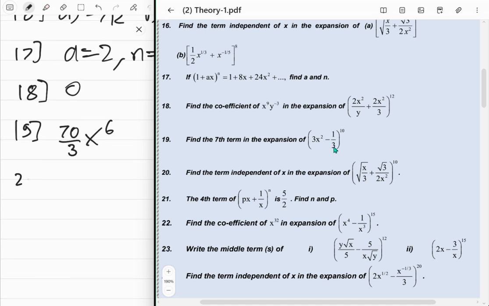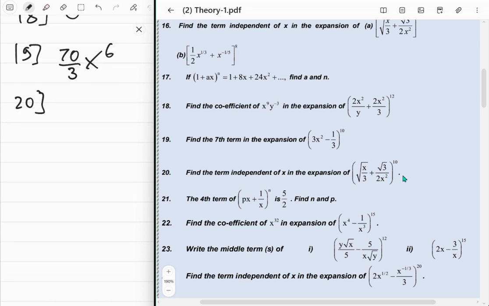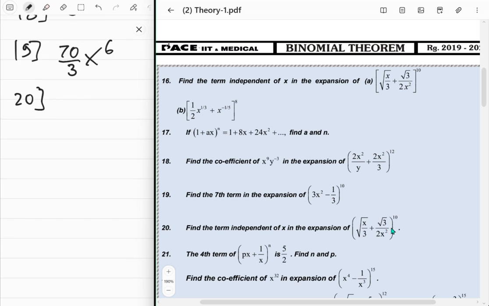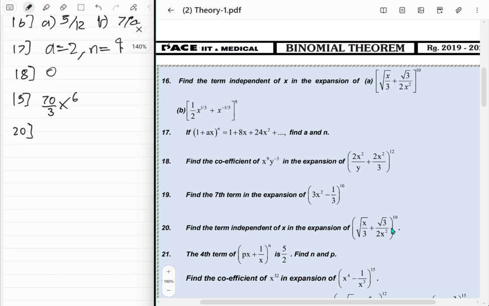Let's go to 20 now. Find the term independent of x in the expansion of this quantity. Alright, wait, I've seen this already, right? Look at this one and look at this one. These are the same things. Okay, so 20 is the same thing as 16.